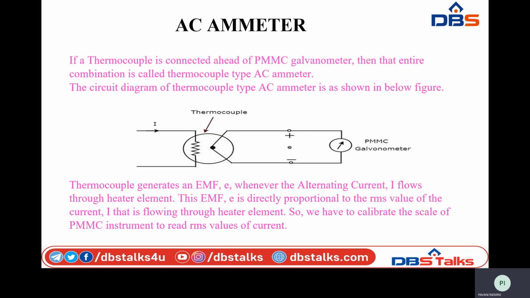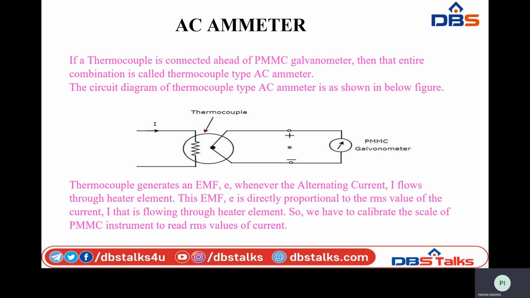Now, if you look at the AC ammeter, this is the circuit of an AC ammeter. If we connect one thermocouple ahead of the PMMC galvanometer, the entire combination will work like an AC ammeter.